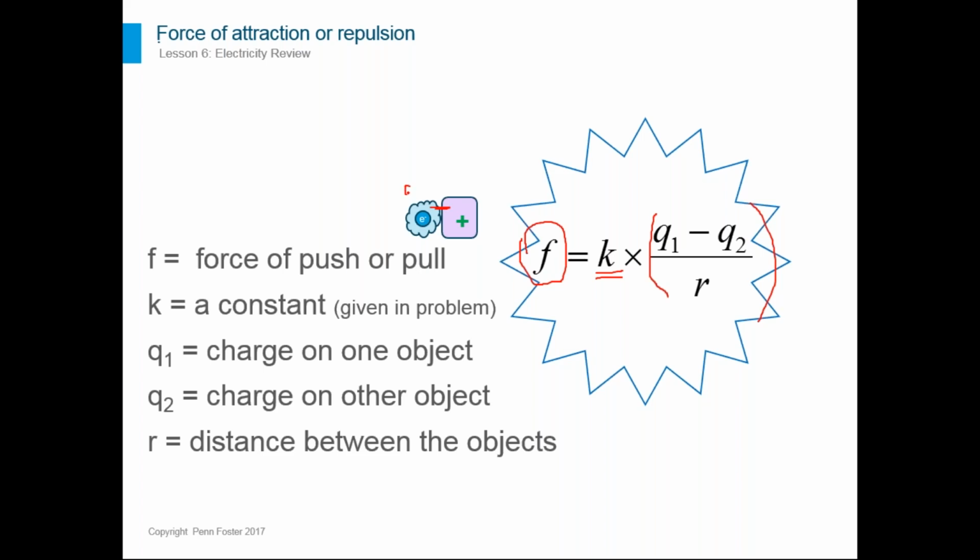So you have two charges here. This could be Q1. And this positive one here could be Q2. So you'll know what the charges are for each of those. So charge 1 minus charge 2 divided by the distance between them. So R is the distance between the two of them. And we multiply that by the constant that they give us, and that tells us the force.